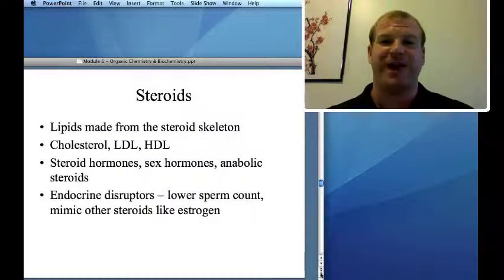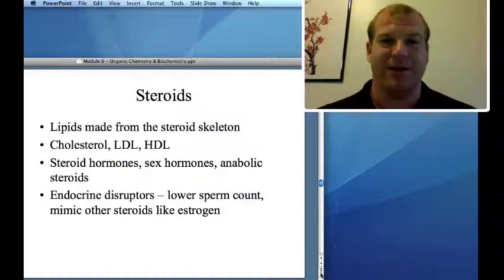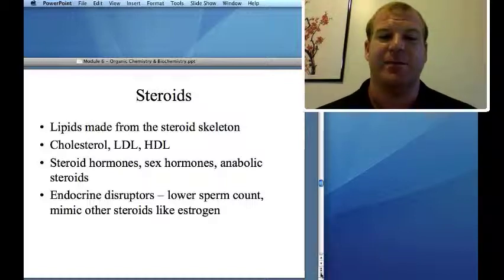And besides fats and oils, another type of lipid is a steroid. A steroid skeleton. So cholesterol, if you eat cholesterol, you're eating steroids. And there's two main types, LDL and HDL. LDL is the bad cholesterol. HDL is the good cholesterol. LDL stands for low density lipoprotein. HDL is high density lipoprotein.